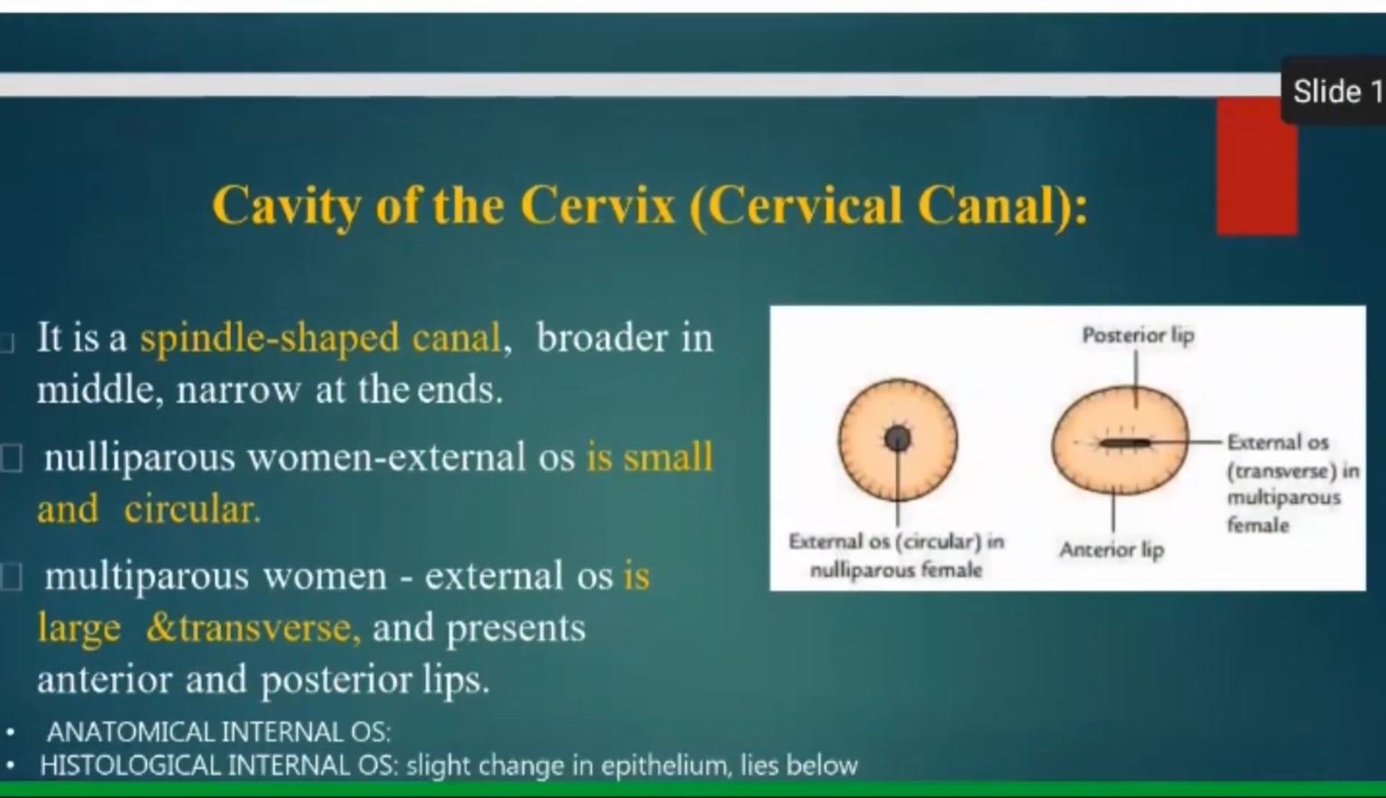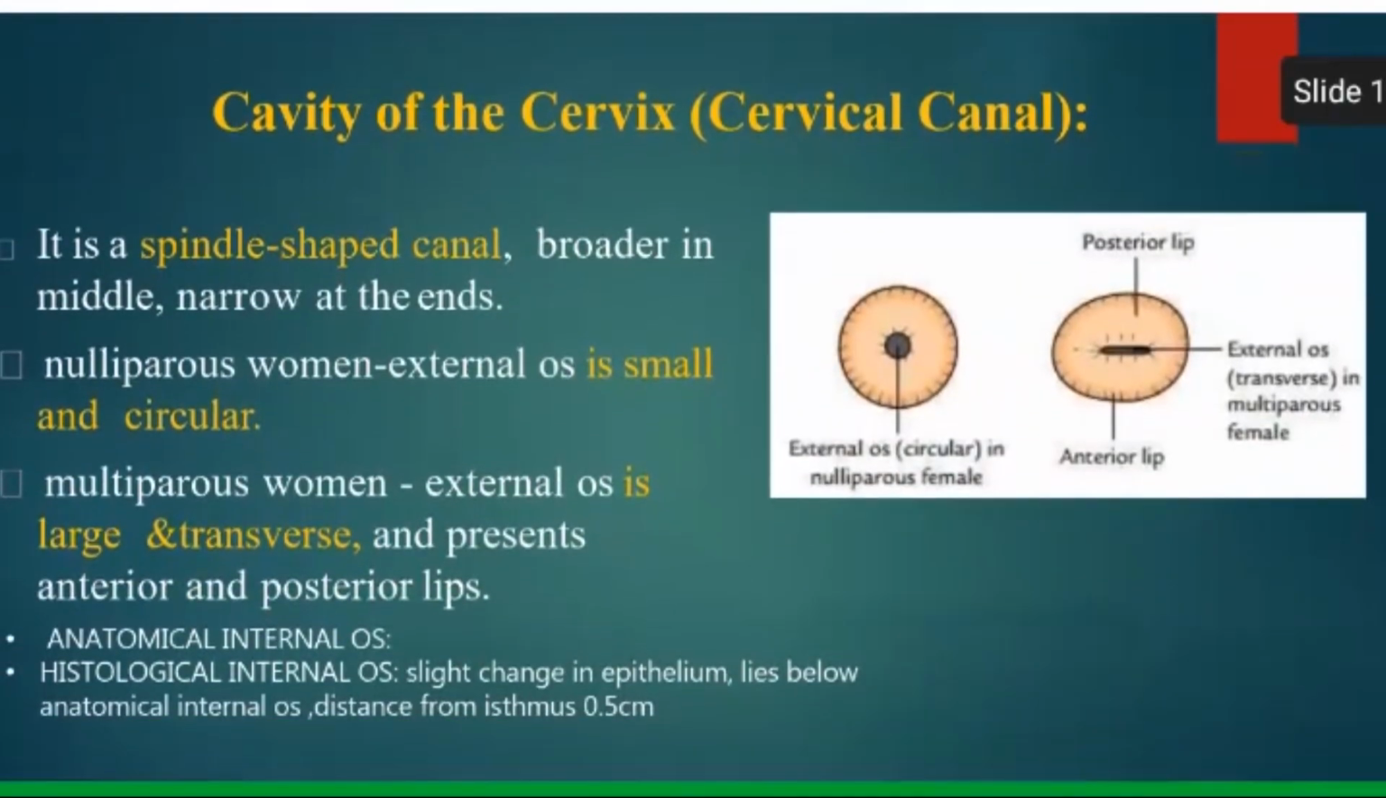Now the cavity of the cervix, or cervical canal. It is a spindle-shaped canal, broader in the middle and narrow at the ends. In nulliparous women, the external os is small and circular. Parity is related to the number of pregnancies: nulliparous means never pregnant, and multiparous means pregnant multiple times. You will see these terms constantly in different lectures, so be familiar with them.